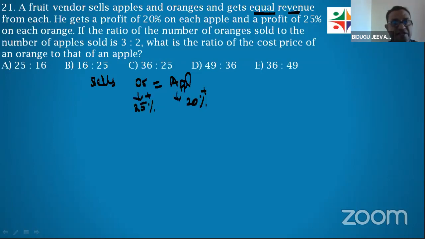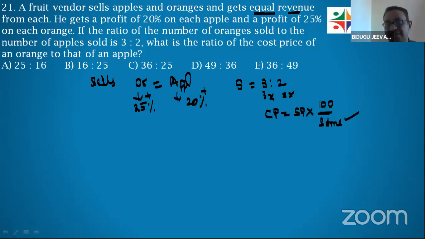If the ratio of the number of oranges to apples sold is 3:2, let us take it as 3x to 2x selling. What is the ratio of the cost price of the orange and apple? You need to calculate the cost price. Cost price is the selling price into some manipulation, 100 by something, which depends upon profit and loss. Then how to write?